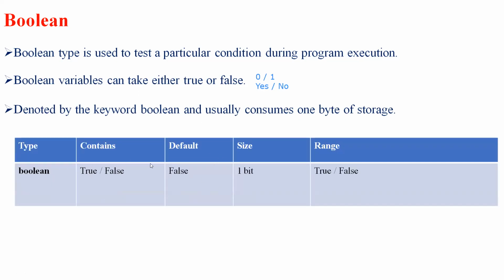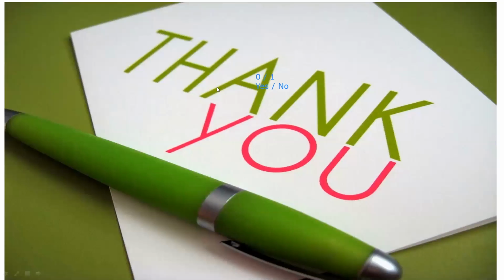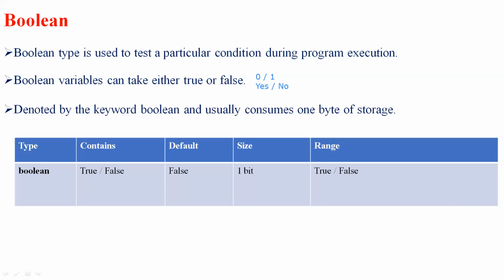So a boolean contains a value of either true or false. By default it is false. The range is either the given condition is true or the given condition is false. So this is about the boolean data type, which is a primitive data type. This is all about the different primitive data types in the Java programming language. Thank you.